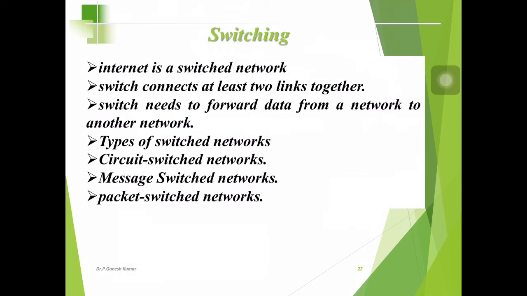There are three types of switched networks available. The first is a circuit switched network, the second is a message switched network, and the third is a packet switched network. You can easily understand this with an example of what comes under a circuit switched network, a message switched network, and a packet switched network.